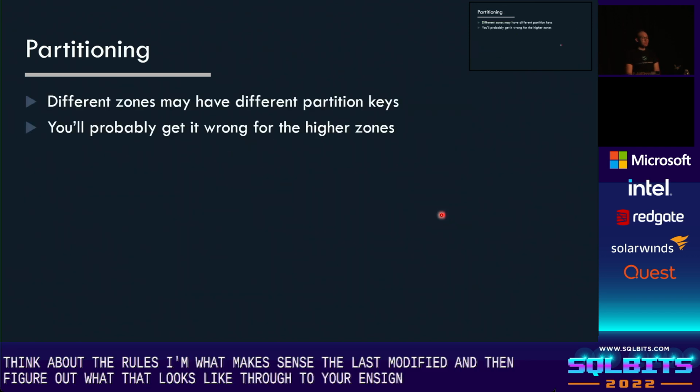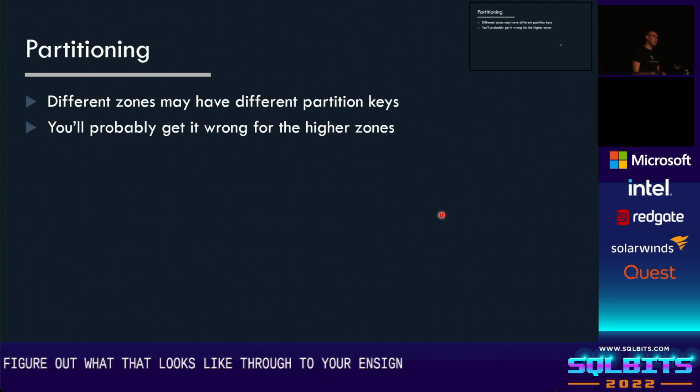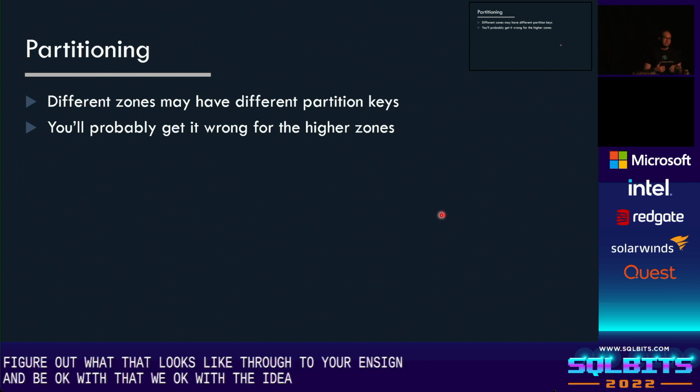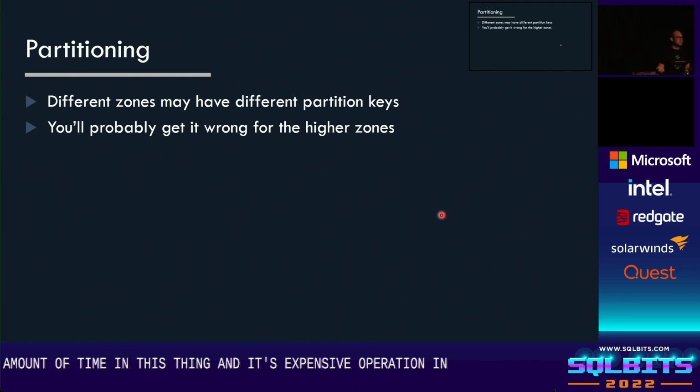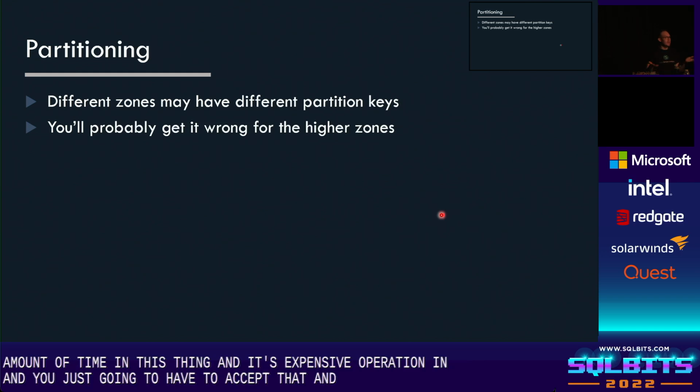So it matters a bit, and different zones are going to have it. Think about it more from your raw zone, but then you'll probably get it wrong. And be okay with that. Be okay with the idea that six months in, three months in, some amount of time in, you're going to be like, all right, we've got to repartition this thing. And it's a big, expensive operation. It's actually going to be something where you rewrite out a ton of files. And you're just going to have to accept that, and be okay with not being able to architect everything perfectly from the get-go.